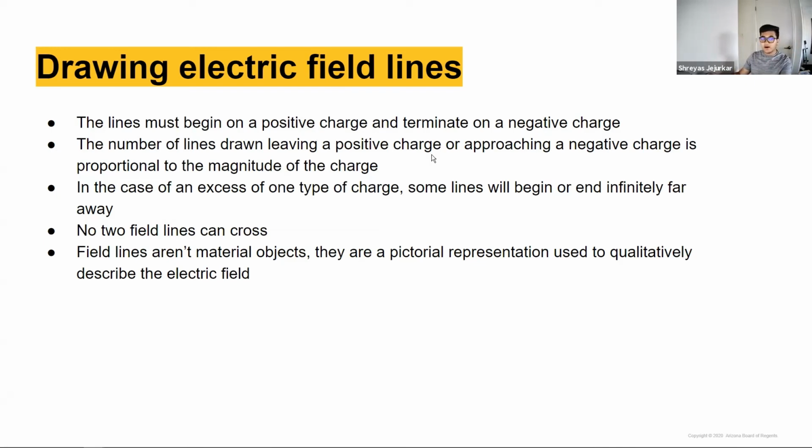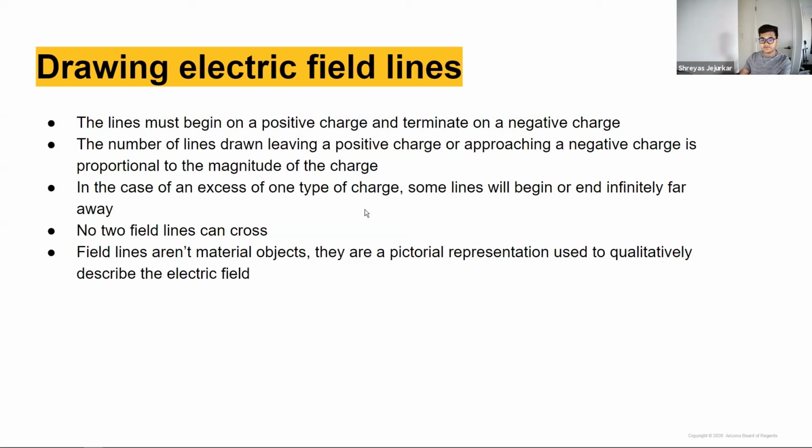And the number of lines drawn leaving a positive charge or approaching a negative charge is proportional to the magnitude of the charge. So if I'm drawing, say, 4 electric field lines for a point charge that has a charge of 2q, I'd have to draw 8 when it has a charge of 4q. So essentially what it's saying is it's proportional to the magnitude of the charge. The higher the magnitude, the more field lines.